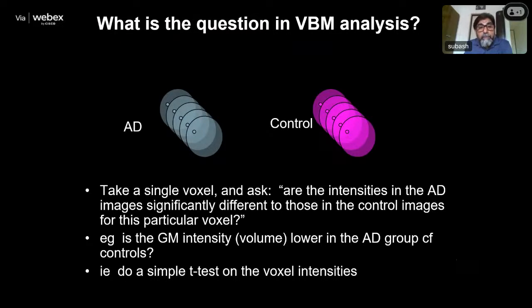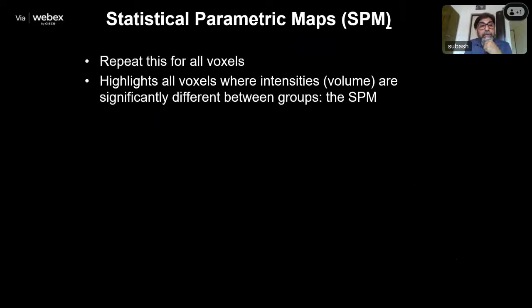So basically a question in this is, when you have two populations, suppose you have Alzheimer's, and then the control population, you have subjects there, and then you take a single voxel and ask, are the intensities in the AD images significantly different to those in the control images for this particular voxel? And is the GM intensity lower in the AD group than controls? And then do a two sample t-test, to see whether these differences which you are seeing are significantly different or they are similar. So this is how you will compare the two brains, voxel by voxel.